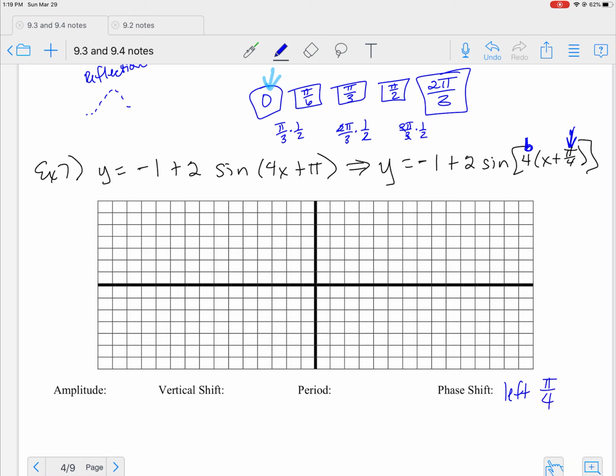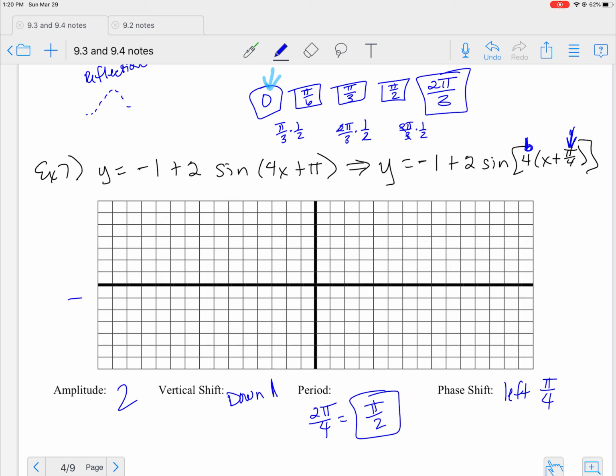Let's just go straight to that because we're already talking about it. If this is plus pi over 4, how am I moving? Left, pi over 4. Good. My period is affected now. I have 2 pi divided by 4. So my period is actually just going to be pi over 2. And then my vertical shift, down 1, good, because that's this number out in front.